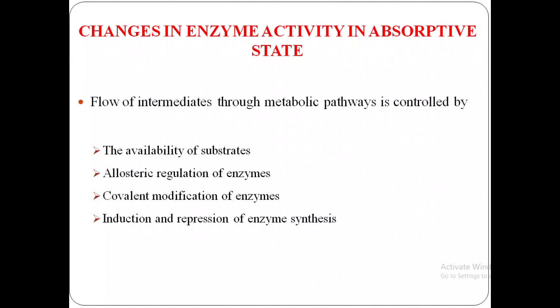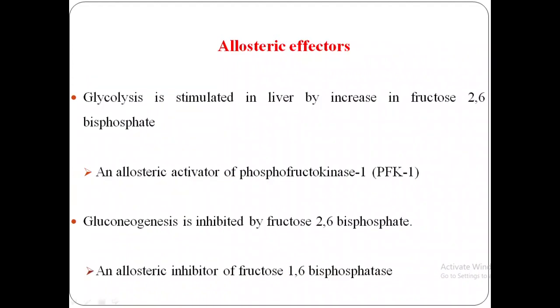During the absorptive state, the flow of intermediates through metabolic pathways is controlled by the availability of substrates, allosteric regulation of enzymes, covalent modification of enzymes, and induction and repression of enzyme synthesis. Allosteric changes mostly affect rate limiting reactions. Consumption of a meal stimulates glycolysis in the liver.